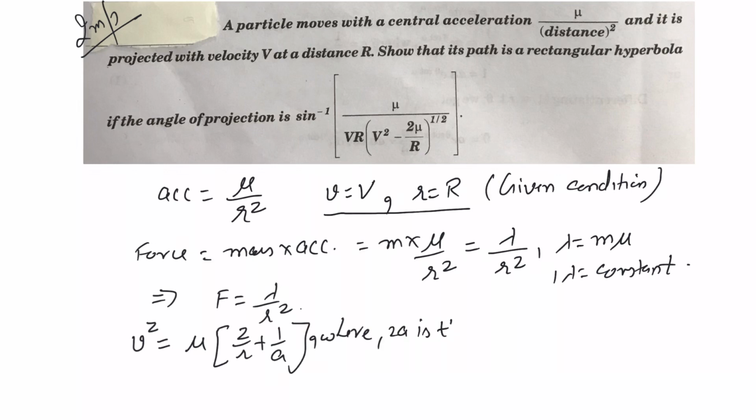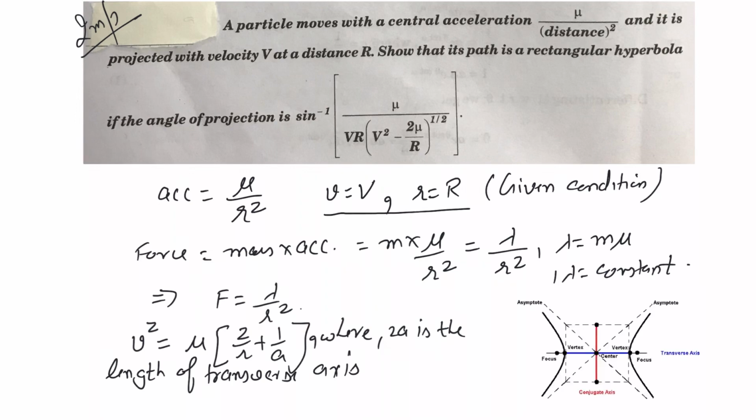is the length of the transverse axis. Now in case of a hyperbola we have two axes, the transverse axis and the conjugate axis, and the figure of a hyperbola is given as this one. In this you see this is the transverse axis, and this is a comma 0, this is minus a comma 0, so this length is 2a. So 2a is the length of the transverse axis, and this is the conjugate axis. In a hyperbola we have two, transverse and conjugate axis.